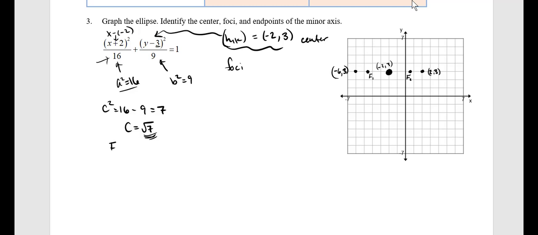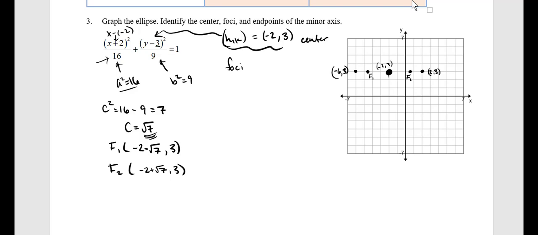Okay. So I'm going to write down coordinates of these guys. F1, the focus I've labeled over here to the left, starts at an x coordinate of -2, and then we take away √7 from that. Right? And the y coordinate there is still 3. The other focus, we start at the center, -2, and we add √7. And our y coordinate's still 3.